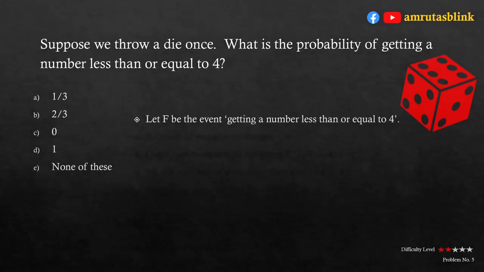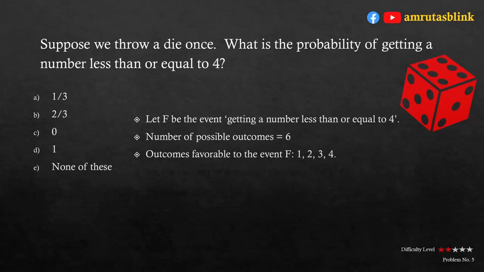Now here let's suppose F is an event of getting a number less than or equal to 4. Now as discussed in the previous problem, how many total number of possible outcomes are there? 6, because a cube or a die has 6 faces. Now we need to calculate the probability of getting a number less than or equal to 4. Hence favorable outcomes will be 1, 2, 3 or 4. Now here equal to 4 is also given. So less than or equal to 4, and hence we have to consider 4 also.